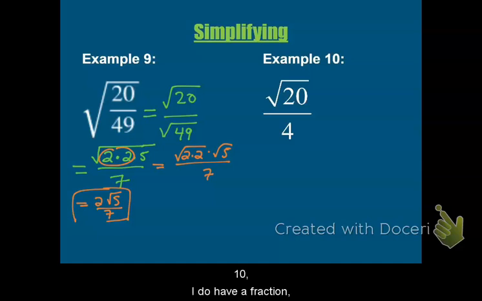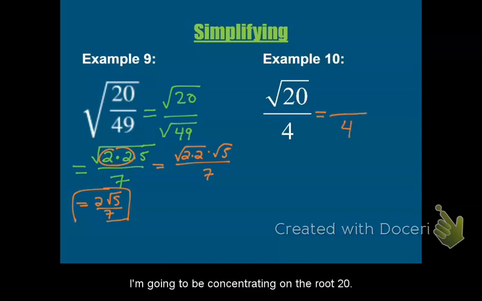For the other problem, for example 10, I do have a fraction, but the 4 in the denominator is not part of what's inside of the radical sign. It's not part of the radicand. So I'm not actually going to be doing anything with the 4 right now. I'm going to be concentrating on the root 20.